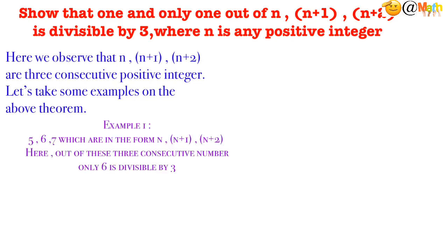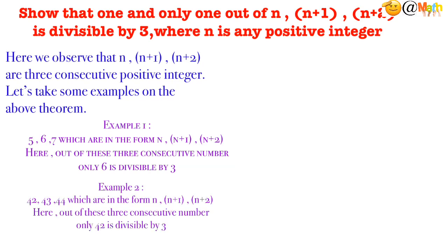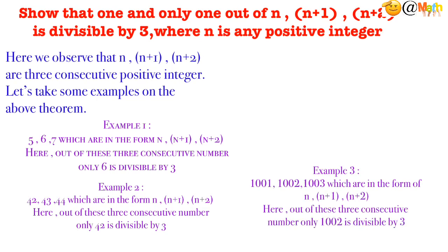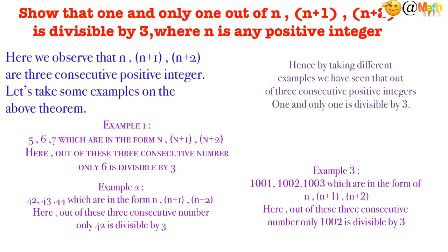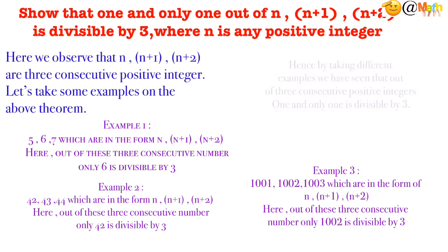Example 1. 5, 6, 7, which are in the form of n, n plus 1, n plus 2. Here, out of these 3 consecutive numbers, only 6 is divisible by 3. In another example, 42, 43, 44, which is in the form of n, n plus 1, n plus 2. Here also, only 42 is divisible by 3. In the next example, 1001, 1002, 1003, only 1002 is divisible by 3. Hence, by taking different examples, we have seen that out of 3 consecutive positive integers, only 1 is divisible by 3.